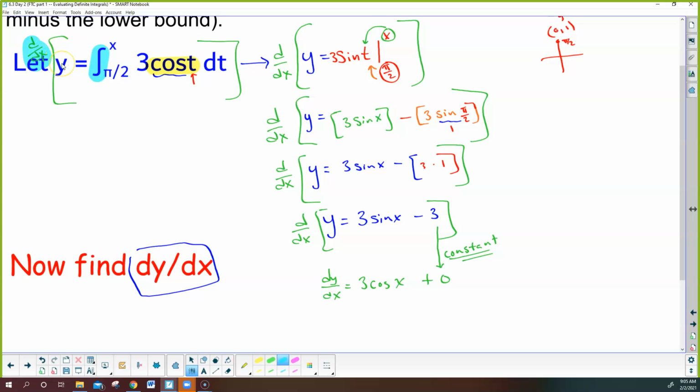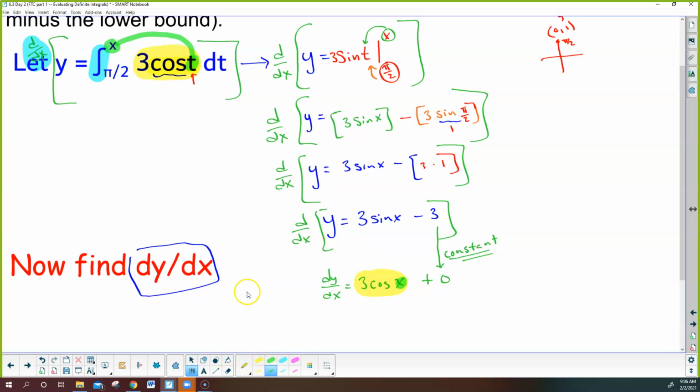These two operations are inverse operations. It's like adding and then subtracting the same value. You get back to where you started, or multiplying and dividing, or square and square rooting. These are inverse operations. Look at our answer. Our answer is 3 cosine of x. Let's compare that to what we started with, 3 cosine of t. So really, what's the only thing that happened? We took the x value and we plugged it in right here. And that's where this x comes from.